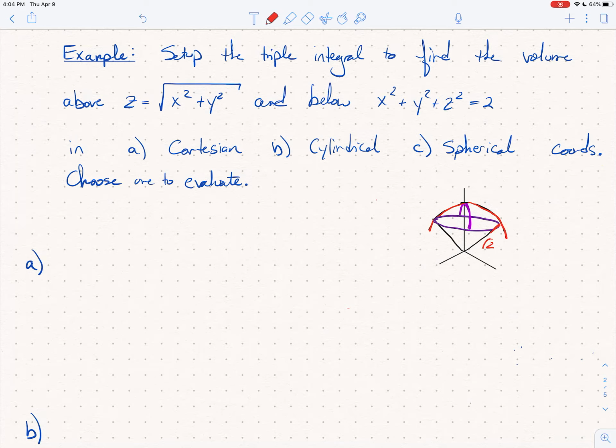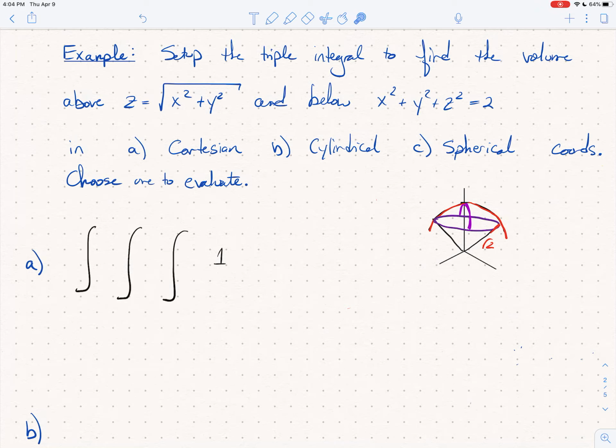All right, so let's see if we can set this thing up in all three coordinate systems. This is going to be epic. It's going to be fun. Here we go. So for part A, we're asked to do this in Cartesian. So I'm going to go ahead and write down my integrals. Somehow just writing down blank integrals, at least I've done something. And so I'm going to put a 1, and then I have to decide what order I'm going to go.